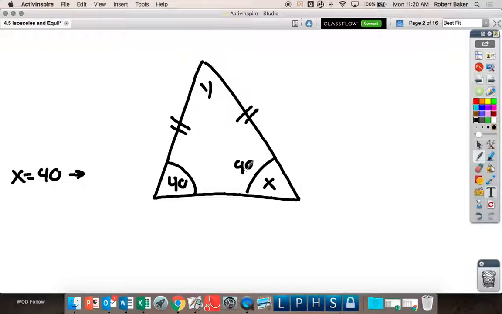Now do you have the ability to solve for y? Yes. Okay, how many degrees are inside of a triangle? 180. You already have 40 plus 40, which is 80, which means how much is left over for the vertex angle? 100 degrees. Does that make sense? Yes. So in this scenario, because it's an isosceles triangle, we only really need one angle. So let's go with the hard version.